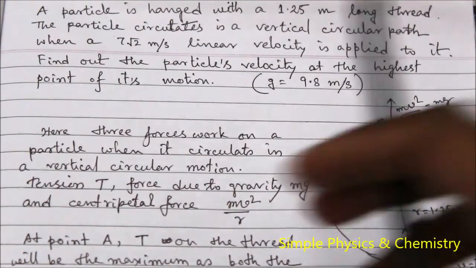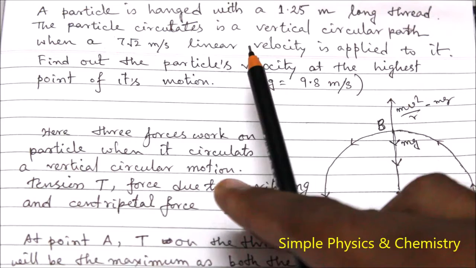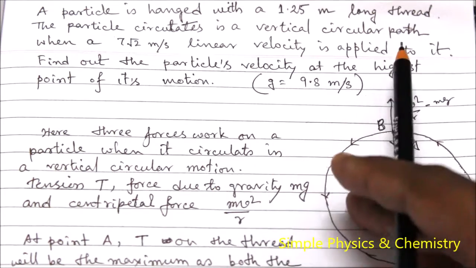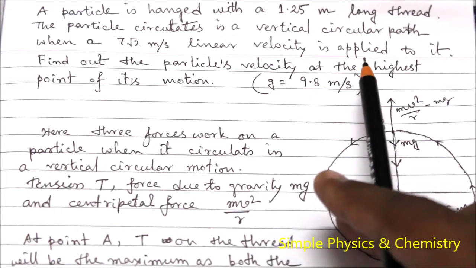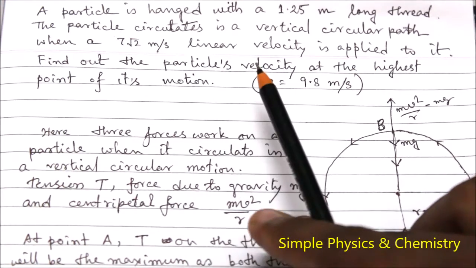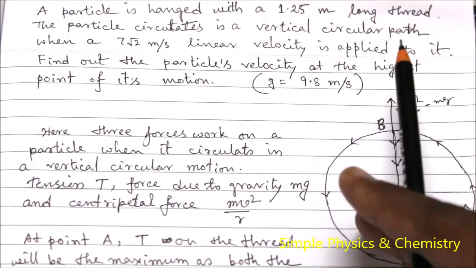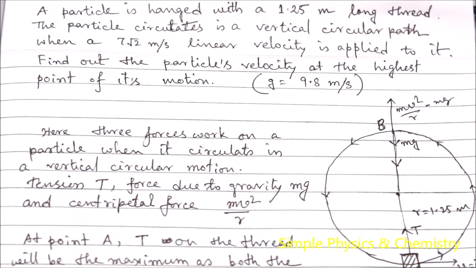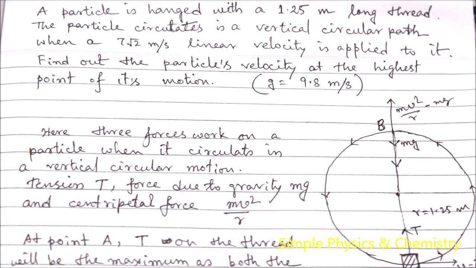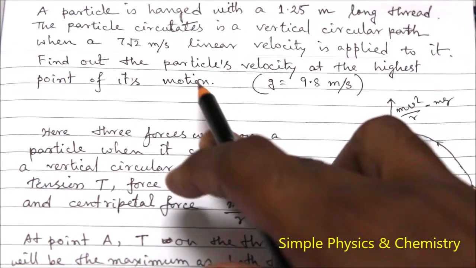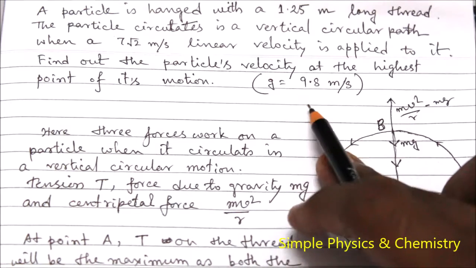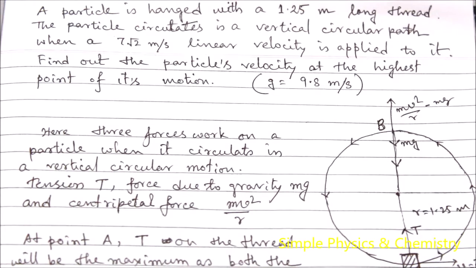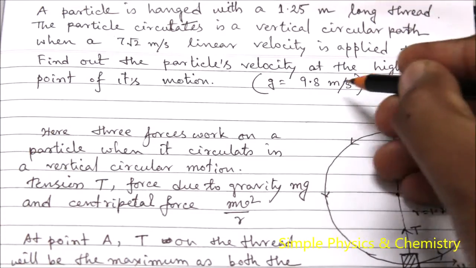So a particle is hung with a 1.25 meter long thread. Now the particle circulates in a vertical circular path when a linear velocity of 7.2 meters per second is applied. In this case, we want to find out the particle's velocity at the highest point of its motion, and provided here is that g, the acceleration due to gravity, is 9.8 meters per second squared.